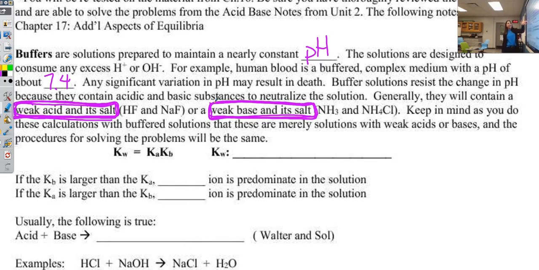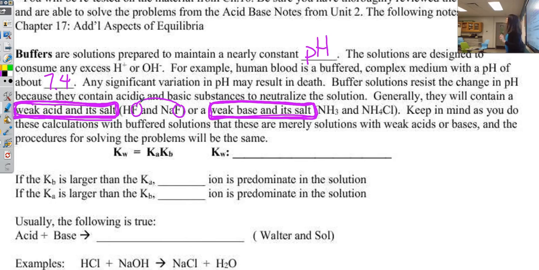So, HF is a weak acid. Do you remember what the strong acids are? HCl, HBr, HI, HNO3, H2SO4, HClO4, okay? So those are the strong acids. That's weak, and that's called its salt, okay? And the reason why it's called its salt is the anion is exactly the same. Notice that they both have F in them, okay? But it's a salt because it's going to start with one of the alkali metals, okay?